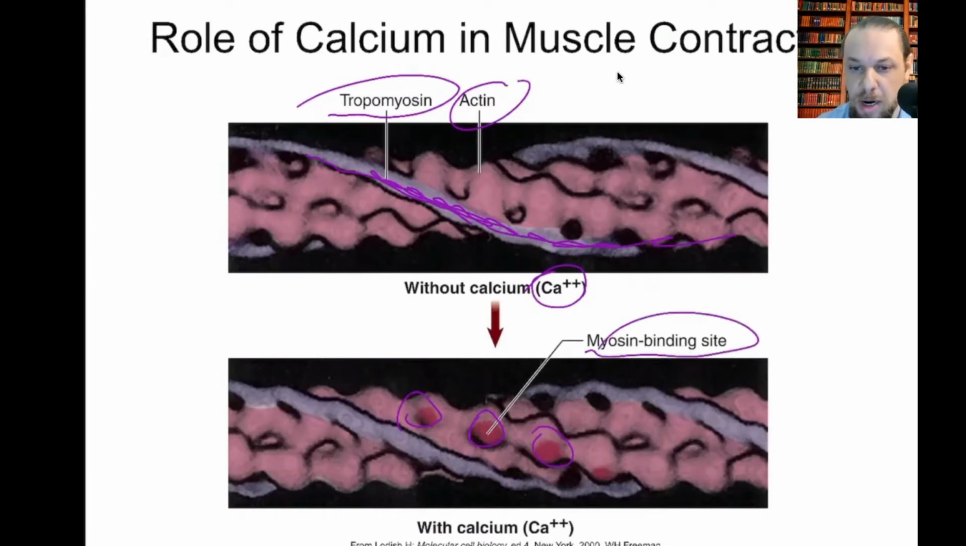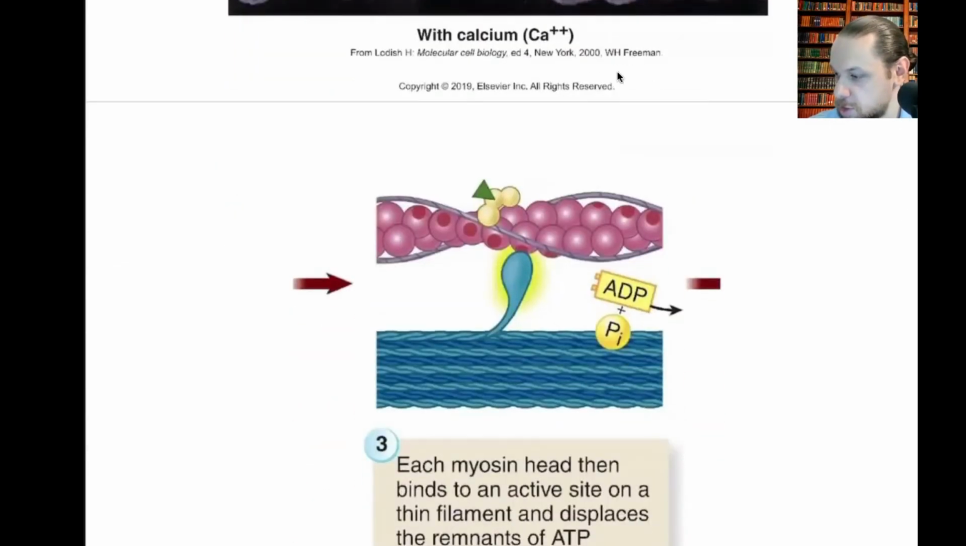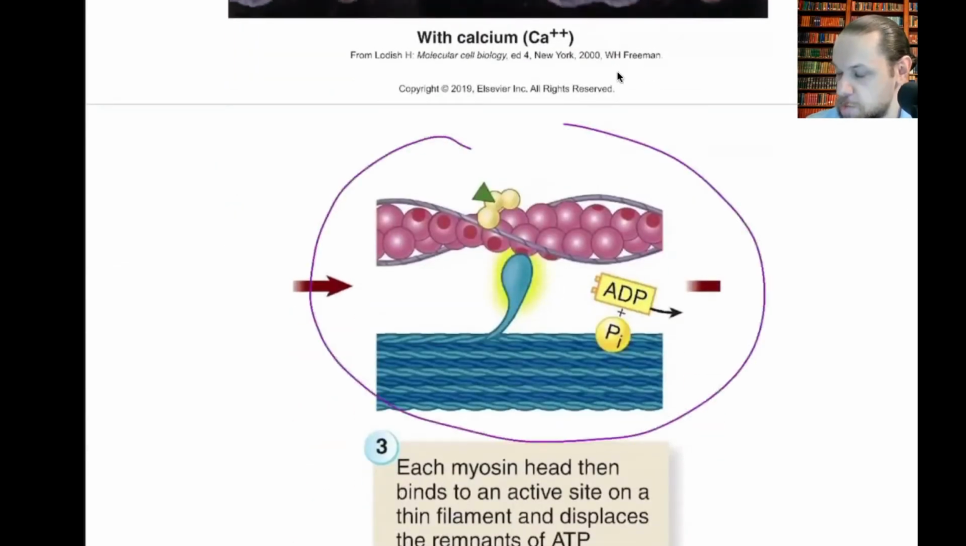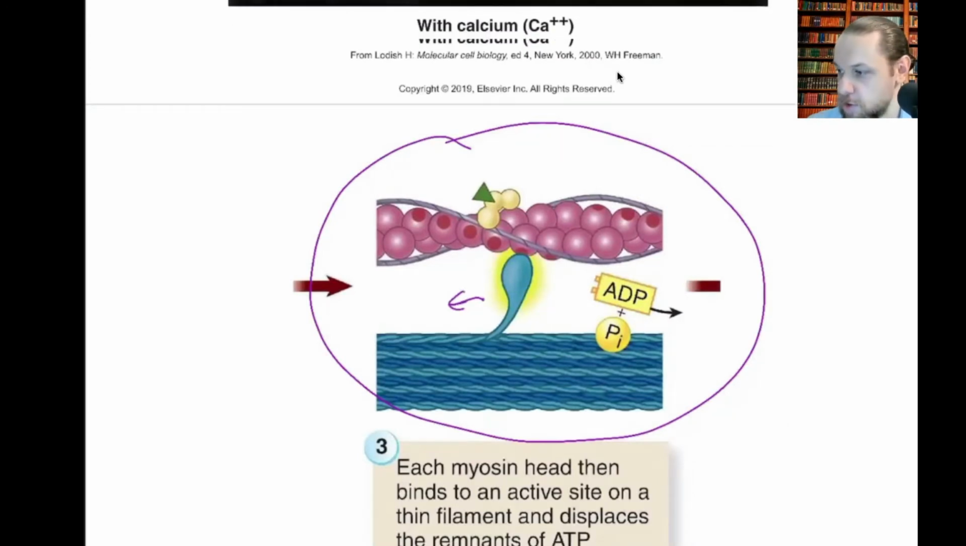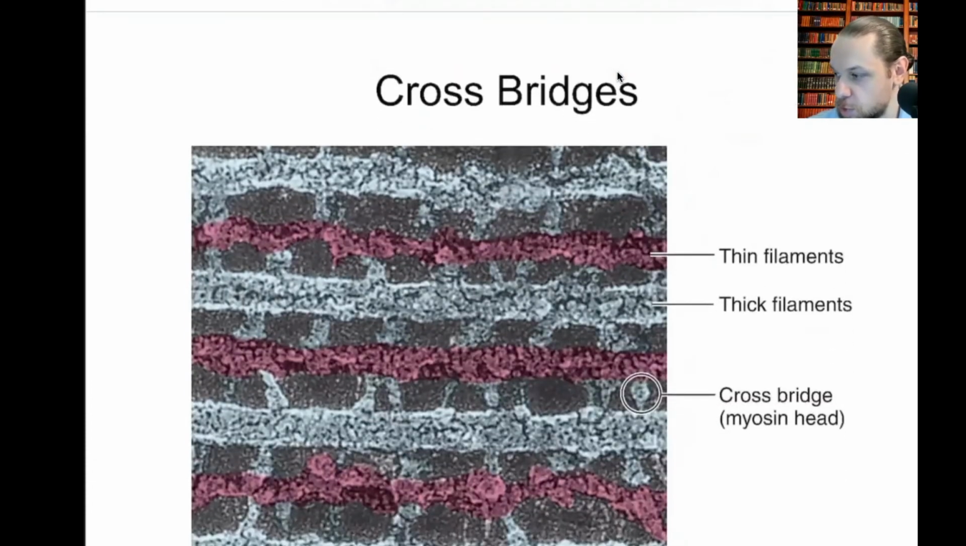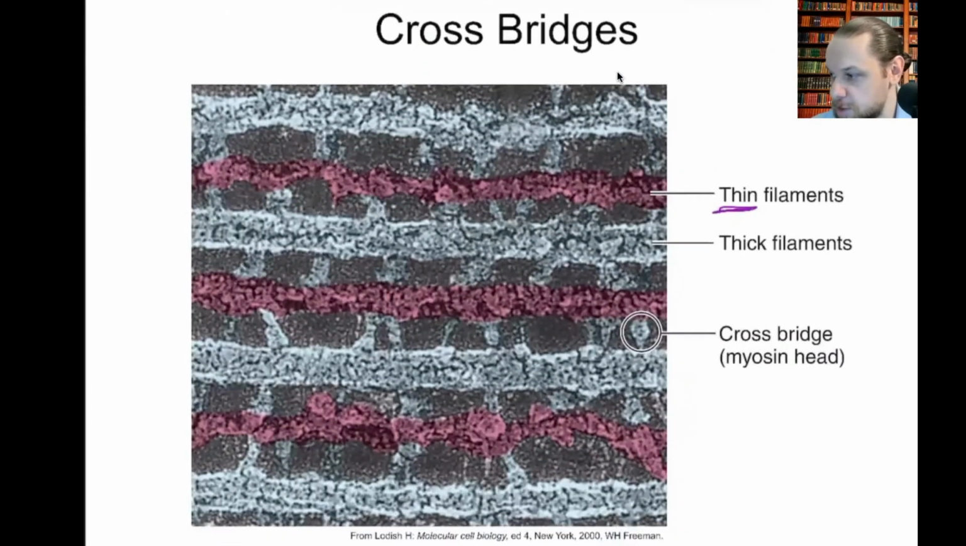This combination of myosin binding to the actin is called cross bridging. So this creates cross bridges, and I'll show you another picture. So this here, when it's bound, is what facilitates the cross bridging. The movement of the actual myosin head is what causes the sliding filament theory. But here we see the cross bridges, thin filaments, thin being actin, thick being myosin.